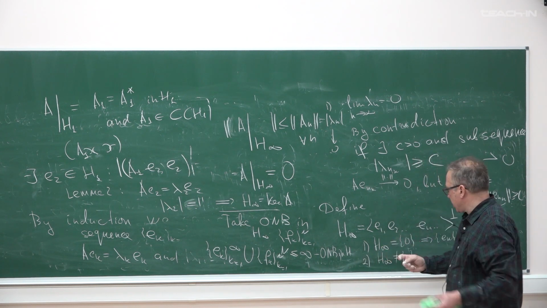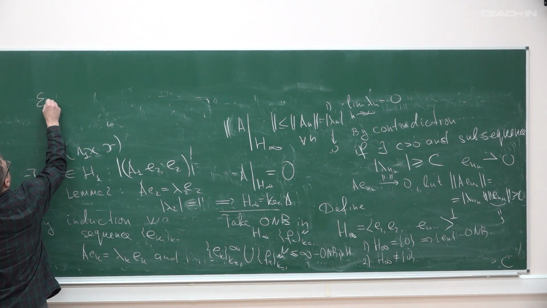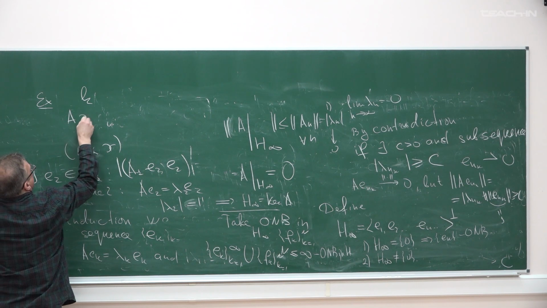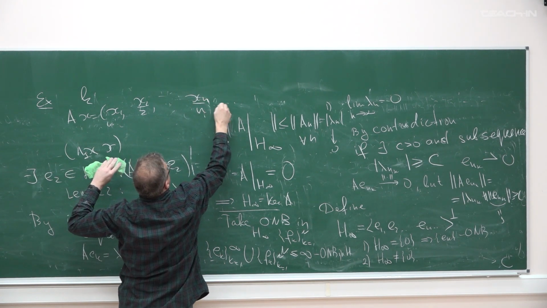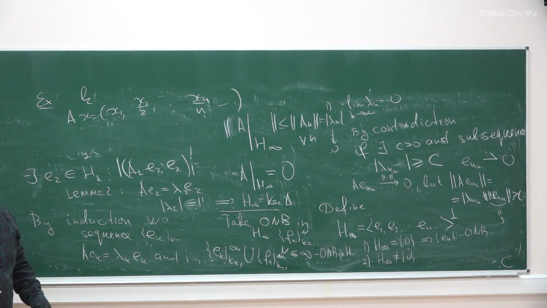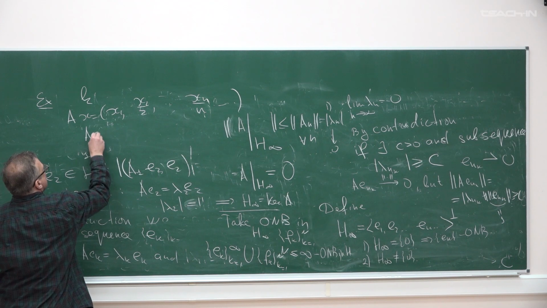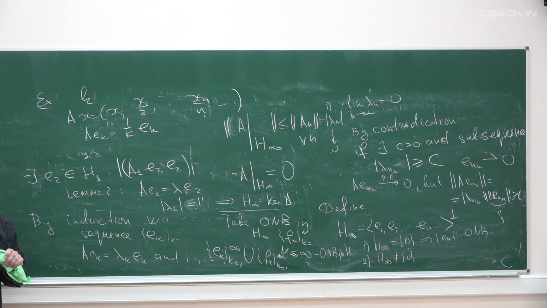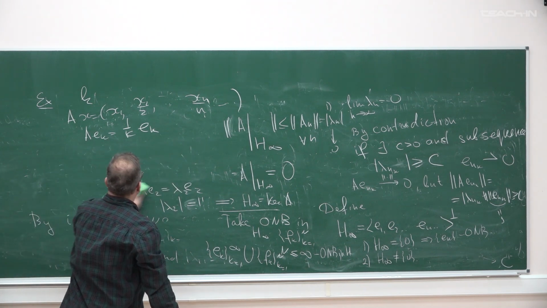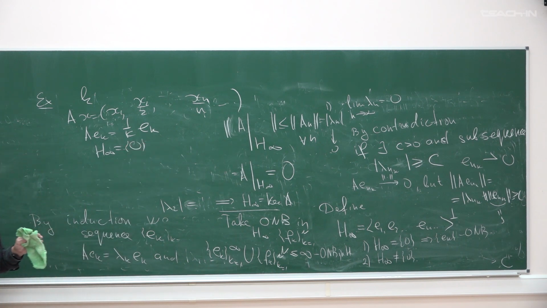And some examples on this. In l2, A x equals (x1, x2/2, ..., xn/n, and so on). So this is a compact self-adjoint operator. We know its basis. We know that A Ek equals 1 over k times Ek. What can you say about the space H infinity in this situation? It equals 0.